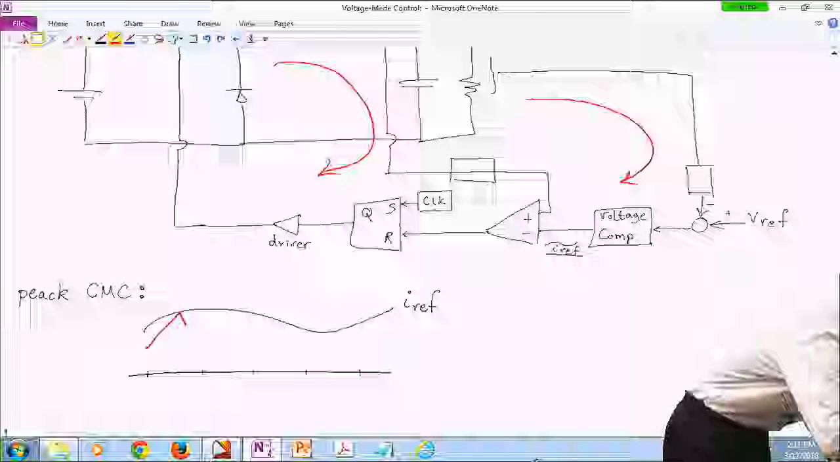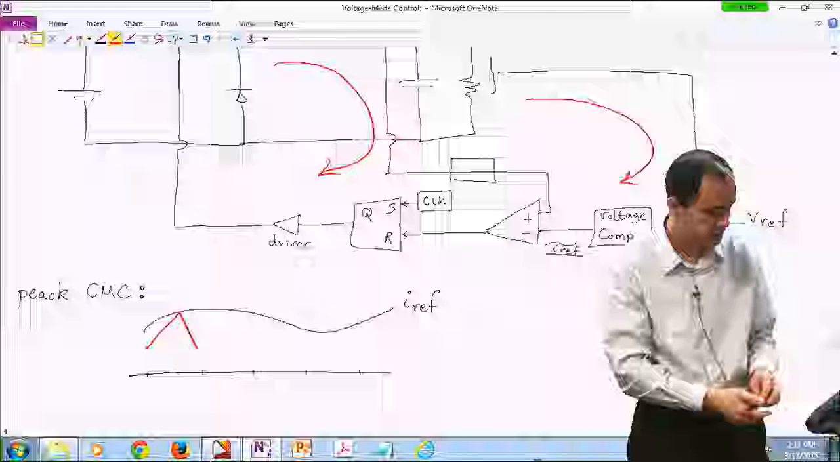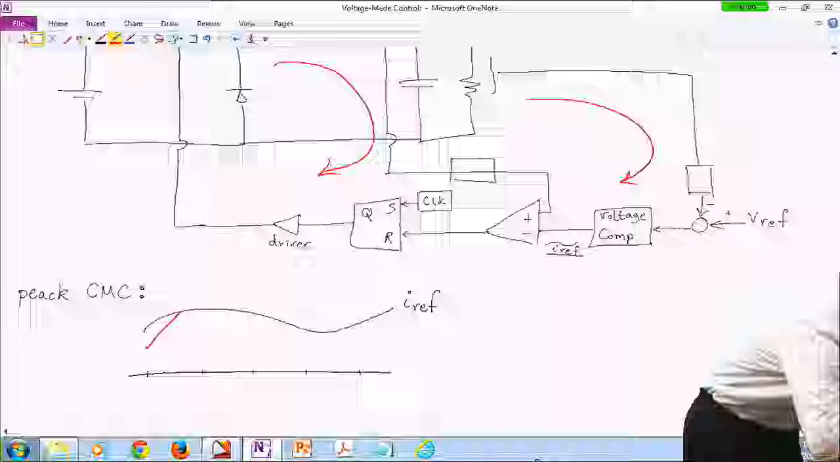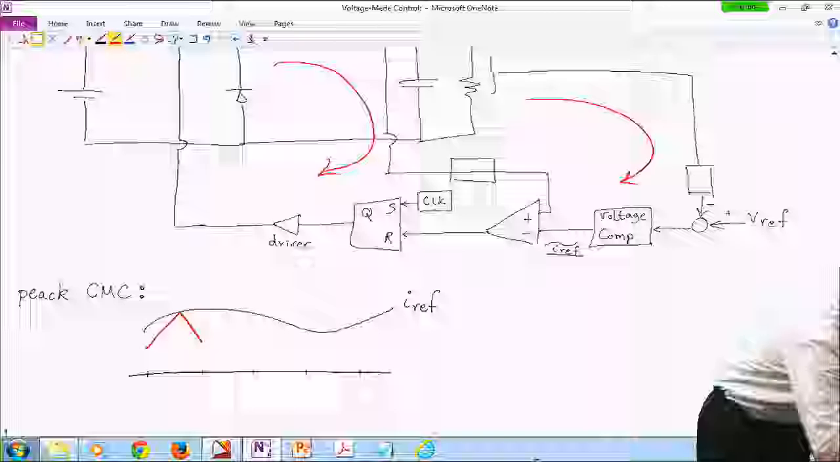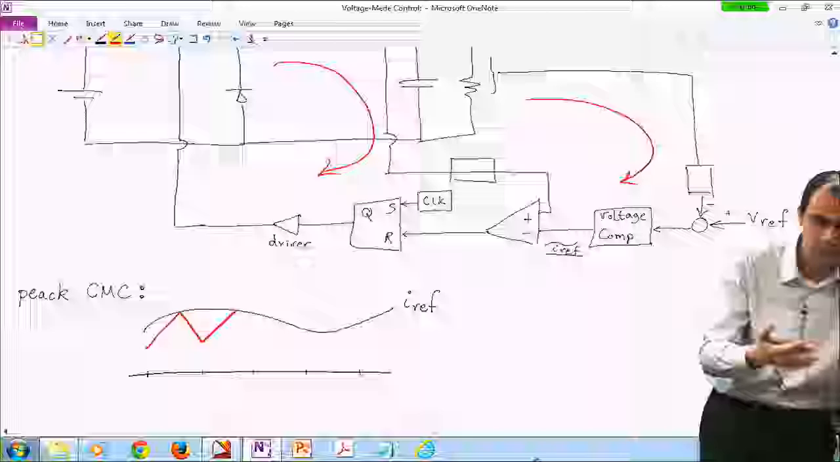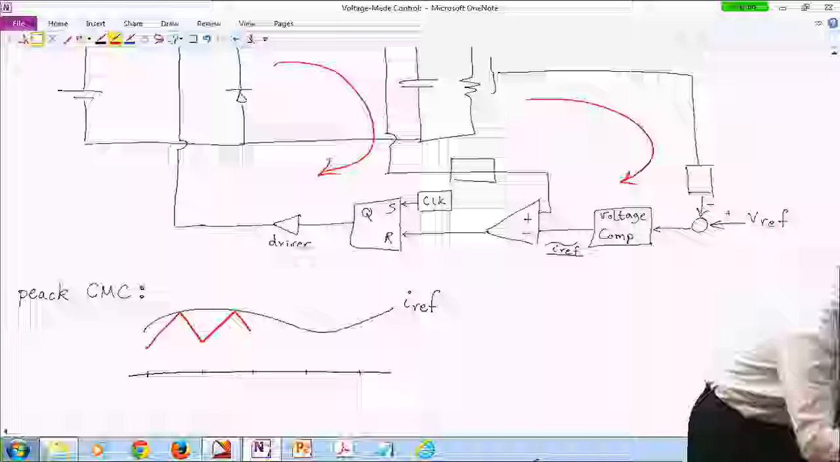And that's it. So the next cycle arrives, and we just keep repeating this. My slopes are a little bit, hold on, let me make it a little bit easier. For instance, we get to this point. Then the next cycle arrives. Again, there is a signal from the clock. We turn the switch on because the latch or the flip-flop is basically set. And then again, the inductor current tends to get larger than the reference. We turn the switch off. And we keep doing this.